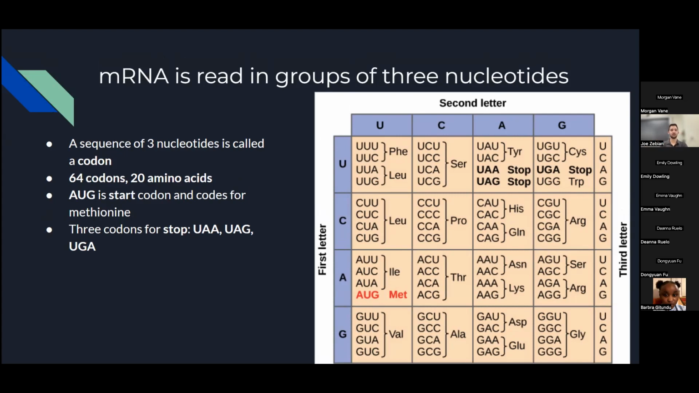And then there are 3 stop codons: UAA, UAG, and UGA. These all signal stopping of translation, which causes the 2 ribosome pieces, the large subunit and the small subunit, to dissociate from each other.